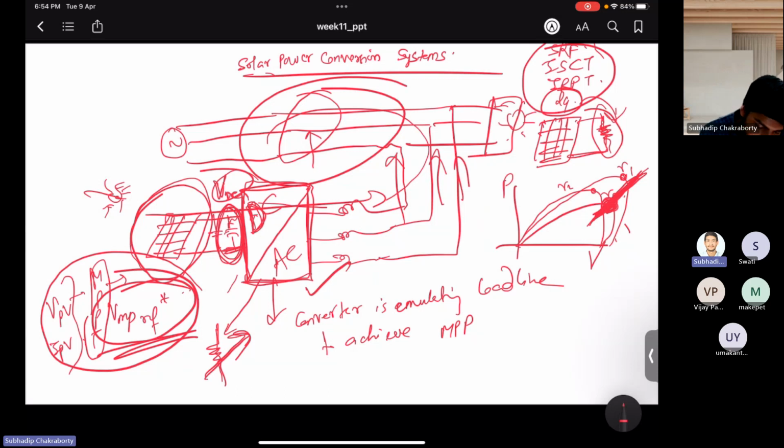If I connect a battery at the DC link, this is the battery. Can I directly interface it at the solar terminal? Will it allow me to operate the PV at the maximum power point? It needs a controller. It needs a controller too. Where will the controller sit?